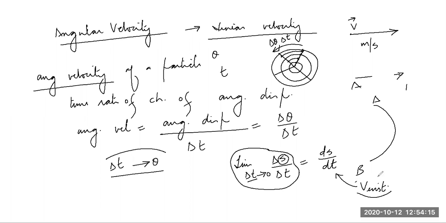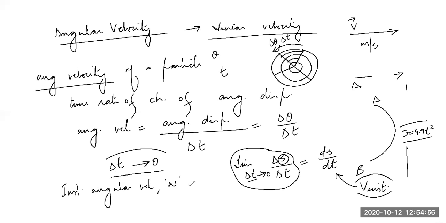Like we tried to calculate the instantaneous velocity when the body was falling, with the equation s is equal to 4.9 t square. For this, please refer to the other video. I will be giving you the link down below. So when delta t approaches zero, we get the instantaneous angular velocity, which we express with the Greek letter omega. Omega would be equal to d theta by dt.